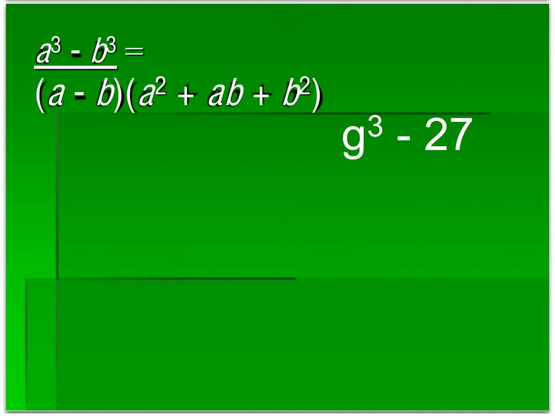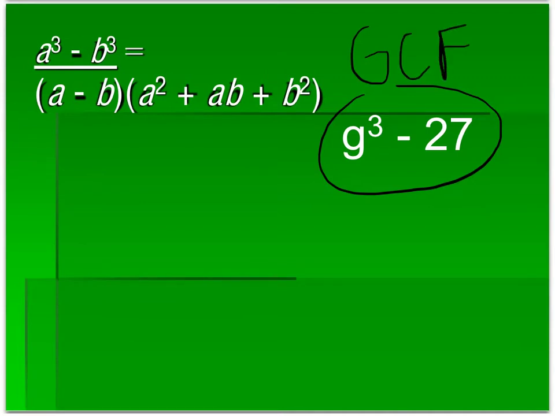So now, I have g to the third minus 27. As always, we look for a greatest common factor, of which there is none. It's not the difference of two squares, because oftentimes when I see the minus there, it tells me the difference of two squares. But I have g to the third, which is a cube, and 27, which is a cube. So it is the difference of two cubes.